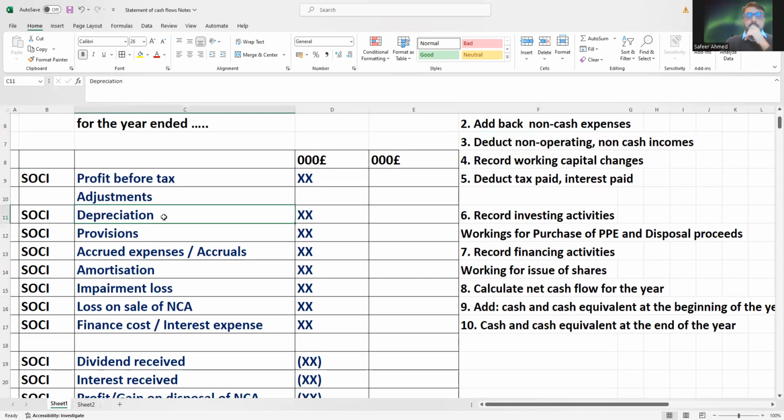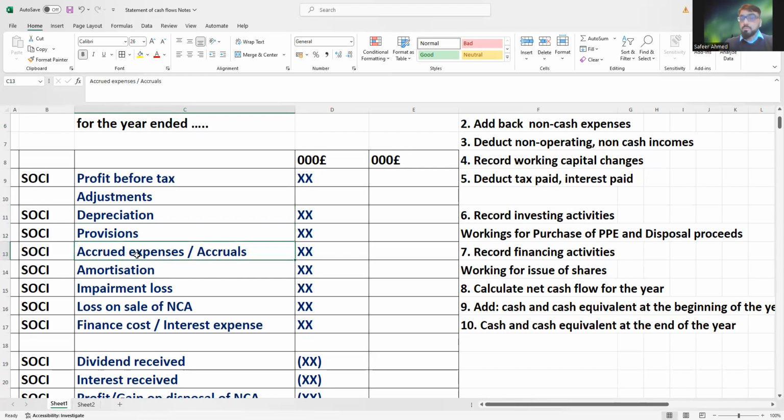Depreciation is one of the non-cash expenses. Remember, the company has not spent any money on that. What is depreciation? Depreciation is spreading the cost of an asset over its useful life. Therefore, we'll be adding that back. Similarly, provisions are just allowances. We have not really spent any money on that. But remember, we deduct it as an expense in our income statement. So it is a non-cash expense, and we are adding it back as well.